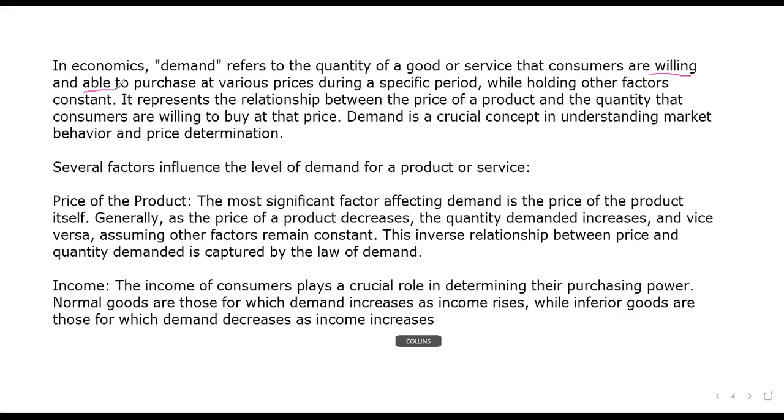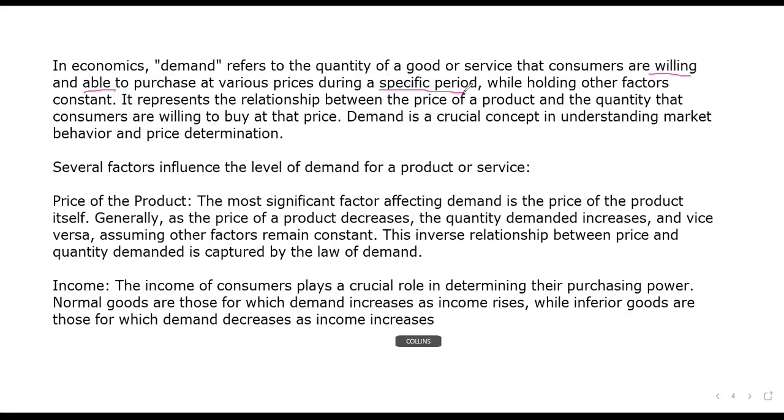So demand is defined by these two characteristics, willingness and ability to purchase at a specific period in time while holding all other factors constant. So we use a Latin phrase, ceteris paribus, which means holding all other things constant.